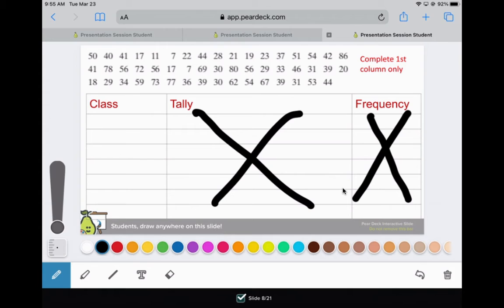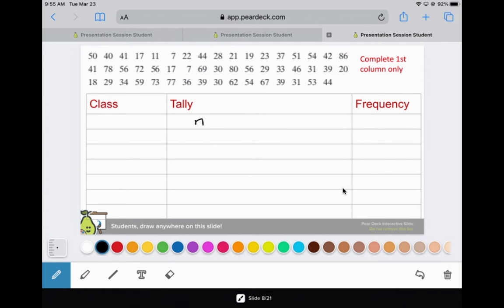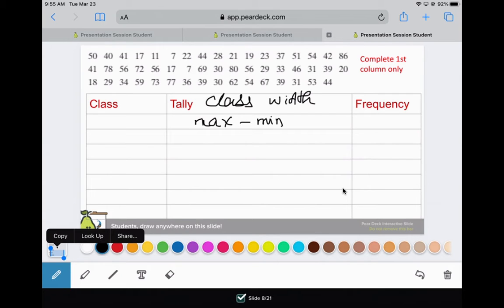Okay, so step number one, I'm going to identify my maximum and minimum. I'm going to clear the screen, so I'm going to identify the max and the minimum because I want to find the class width. So step number one, find class width. Max minus min, divide by number of classes.